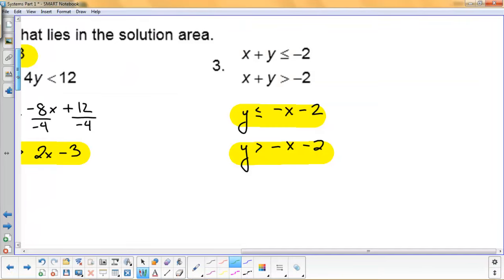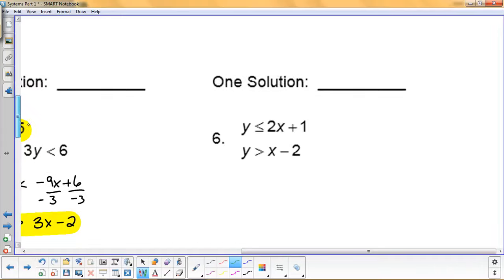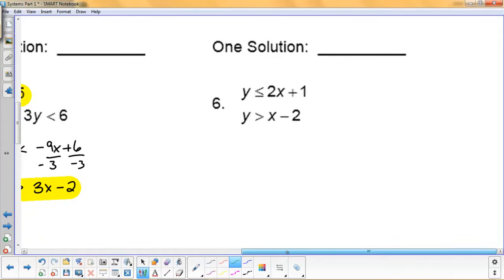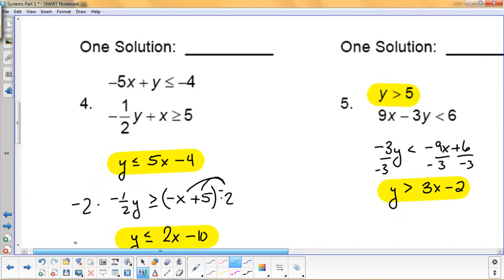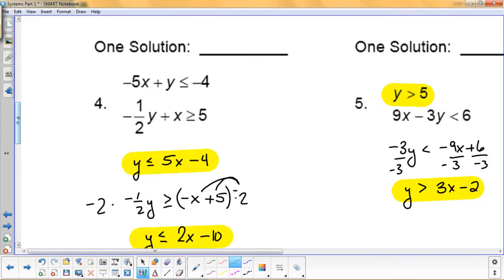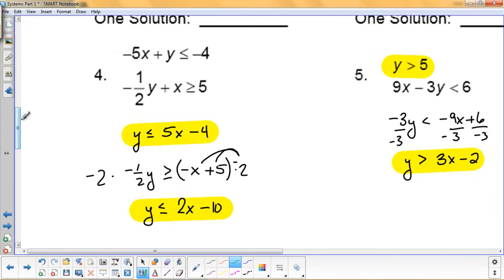Please make sure that you're taking the time to actually graph these. You should be pausing the video to match your graphs to what I'm doing each time. Don't just rush through this and miss out on these graphs. Make sure you're doing it to get the full effect of this particular exercise.